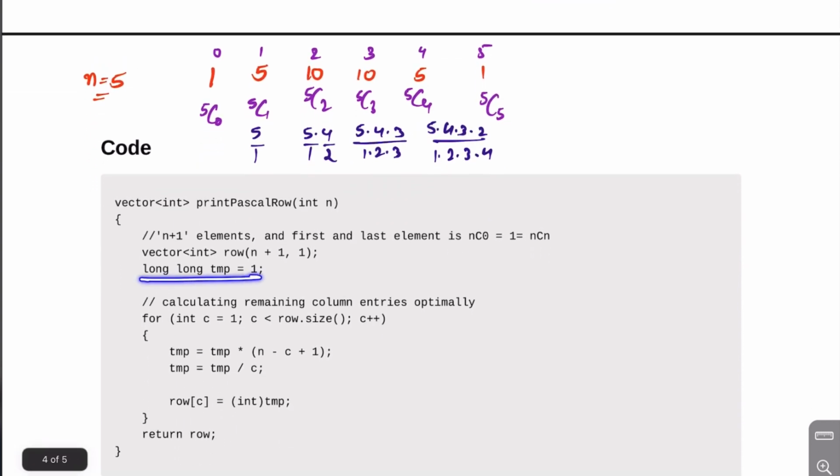So I initialize temp with 1. I know there are n plus 1 entries, so I'm going to first initialize my answer with n plus 1 entries, all of them 1. And then I'm going to calculate the remaining entries.